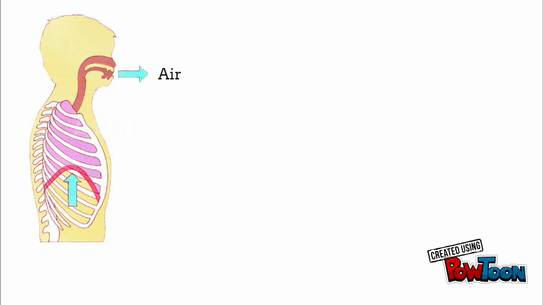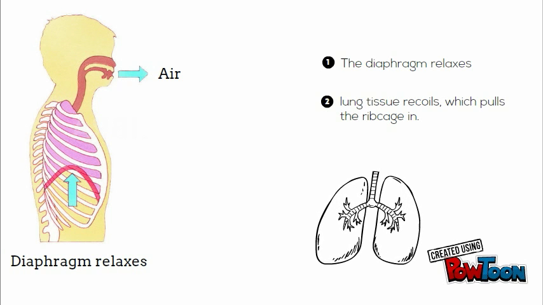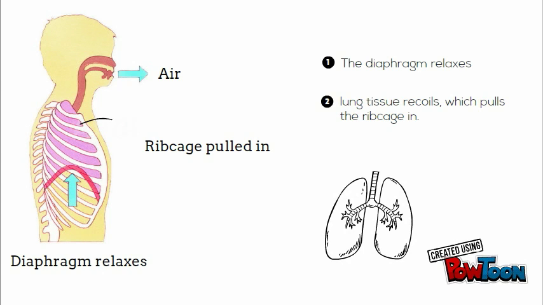During exhalation, air moves out of the lungs when pressure in the lungs is greater than the atmospheric pressure. In this case, volume of the lung needs to decrease to allow pressure to increase to force the air out. During this process, the diaphragm relaxes and the lung tissue recoils, which pulls the ribcage back in.